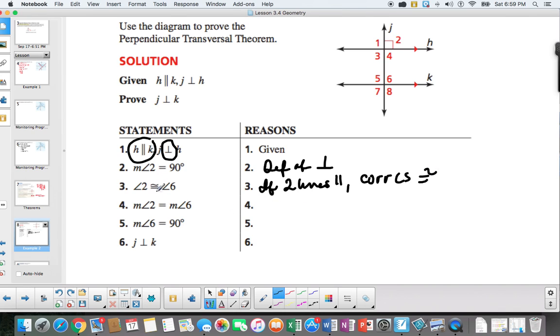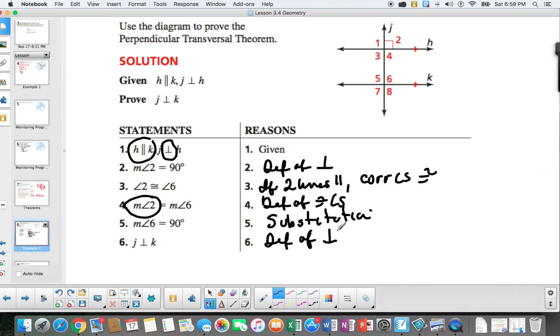Now, I'm going from congruence to equality. That's definition of congruent angles. And now I'm going to take angle 2 out and replace it with 90, and that's called substitution. And once I've established that angle 6 is 90, I know I have some perpendicular lines, definition of perpendicular.